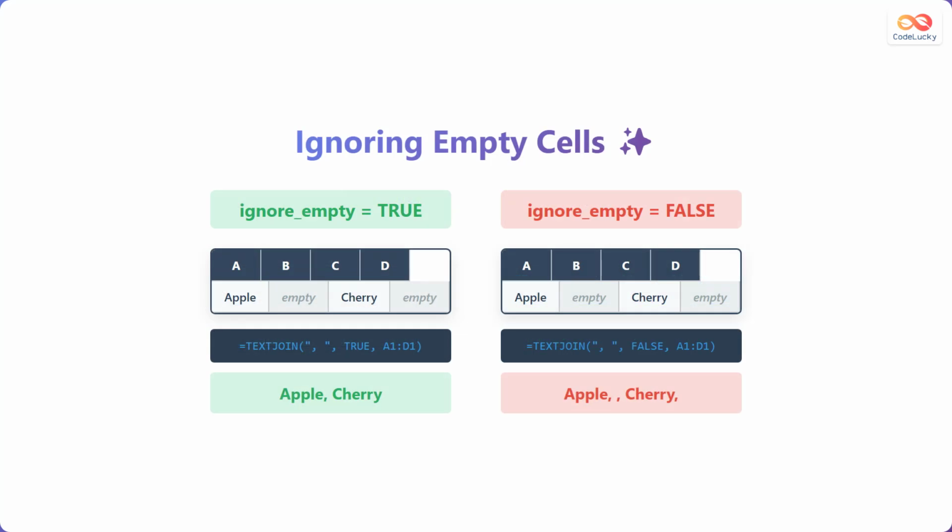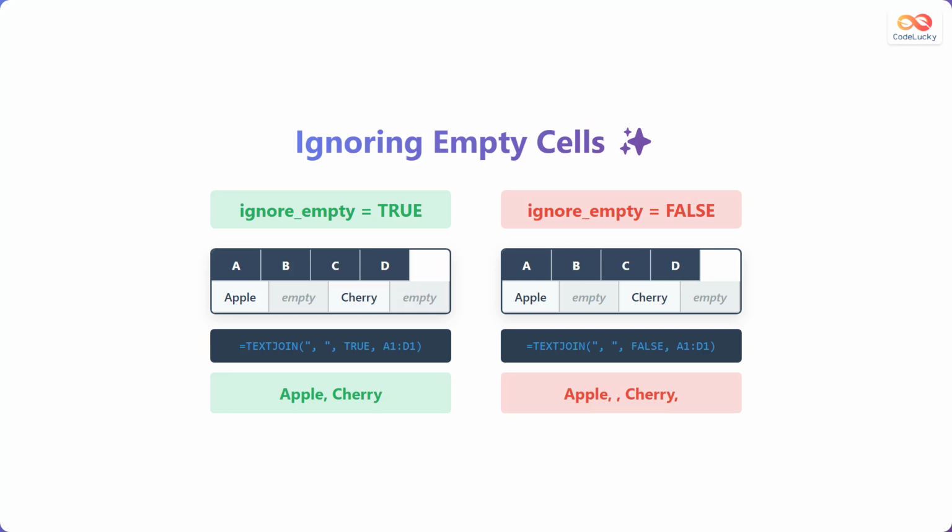One of the most useful features of TEXTJOIN is its ability to ignore empty cells. Let's compare what happens when we set the ignore empty argument to TRUE versus FALSE. In both tables, we have columns A, B, C, and D. Columns B and D are empty.